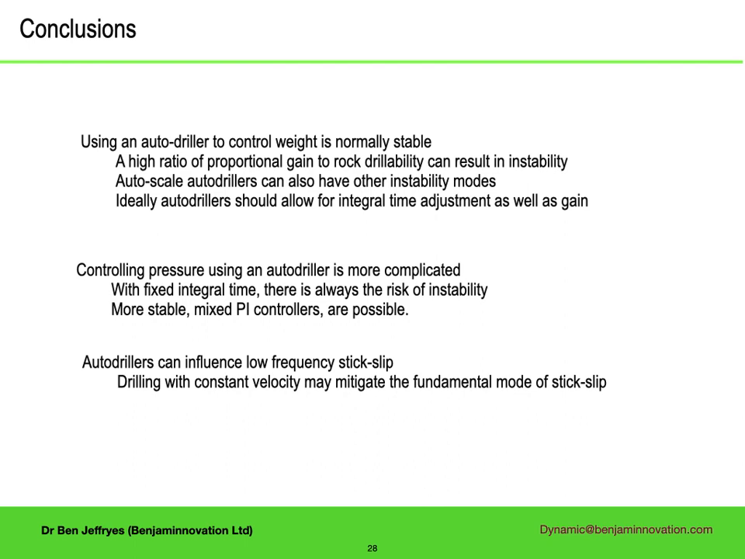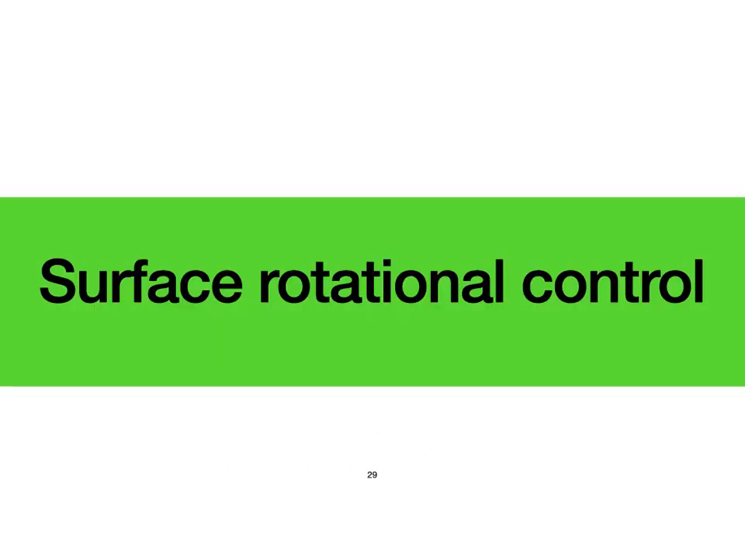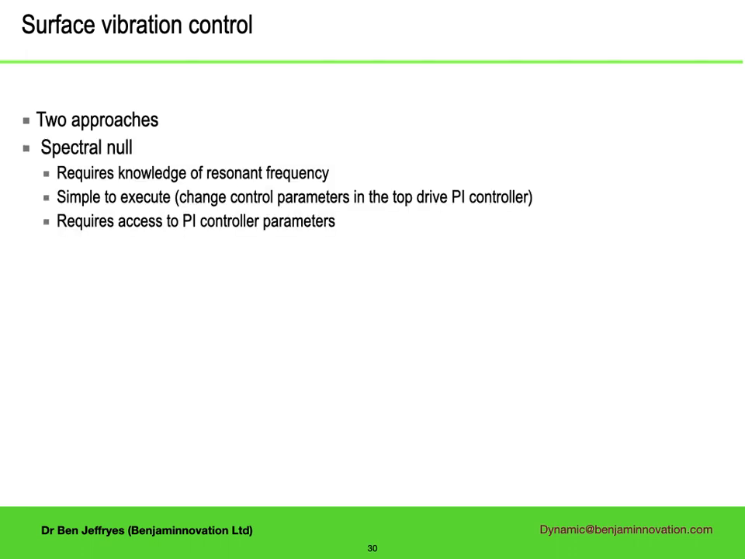There's just one more topic to cover in this presentation: rotation control. You may be glad to hear that I'm not going to go into quite so much detail on this. I'm going to be talking about how to use the top drive to control rotational oscillations. There are two main methods of this, both of which could help, but which are unfortunately not golden bullets. The first, which I'm calling the spectral null approach, targets a particular resonant frequency, normally the fundamental. Obviously, to do this, you have to know what that frequency is.